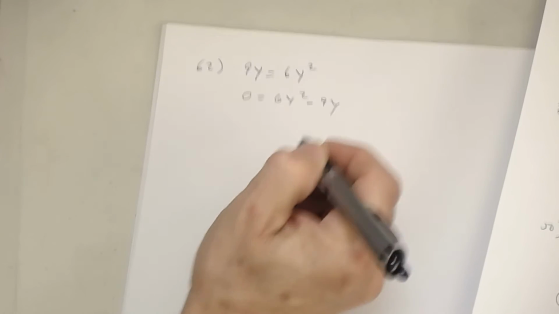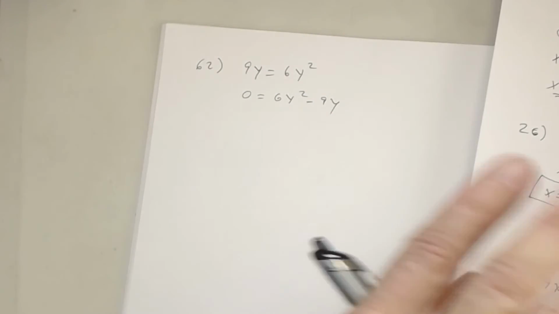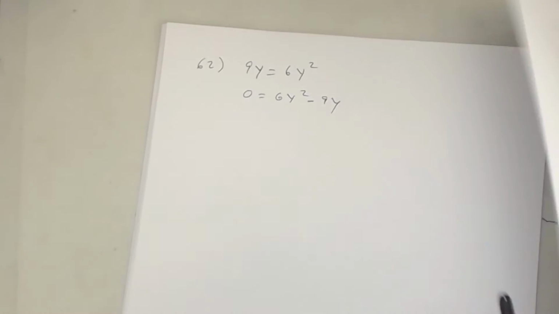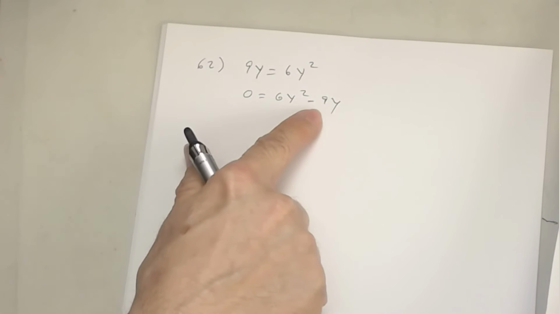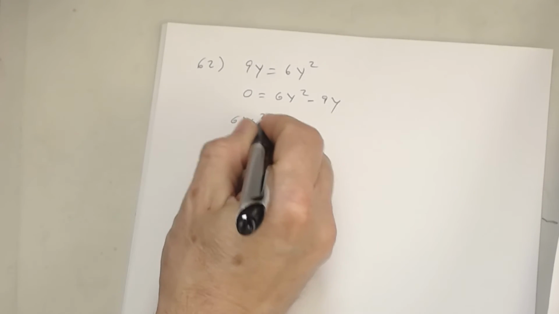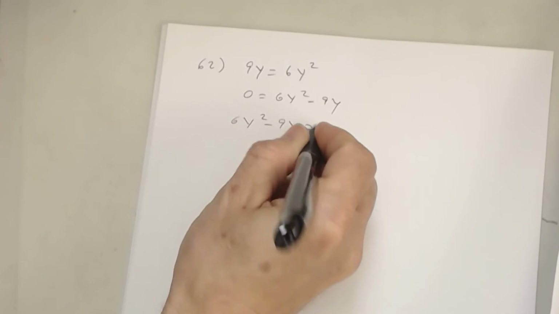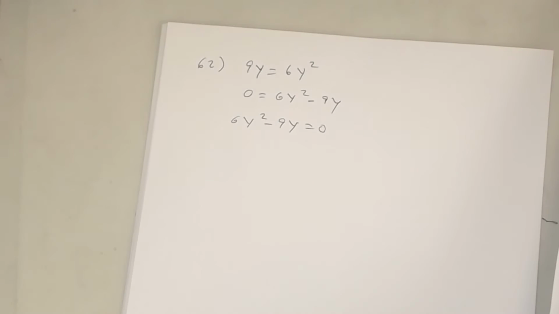So when I rewrite this, I'm going to say 0 equals 6y squared minus 9y. Now I want you to realize this. When we did all the others, where was the 0 located in all the other problems? On the right. Here it's on the left. It doesn't matter. So 0 equals 6y squared minus 9y is the same thing as saying 6y squared minus 9y equals 0. Does not matter. Okay, and then what's the next step?